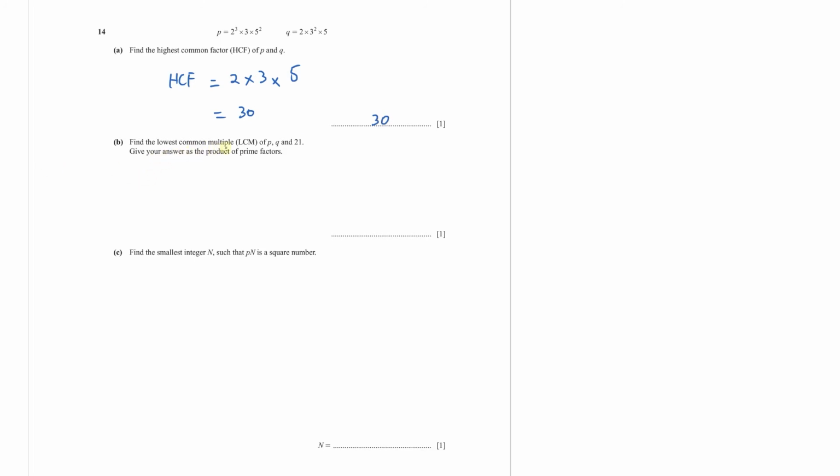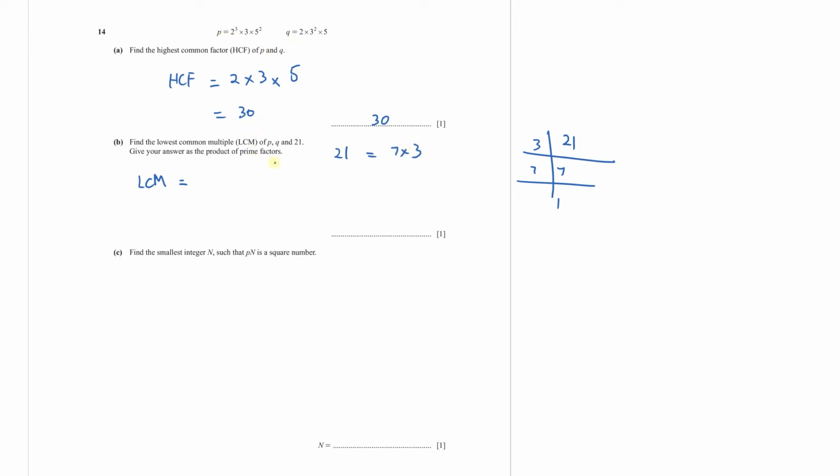And find the lowest common multiple of P, Q, and 21. Give your answer as the product of their prime factors. So for the LCM, let me write 21 as a product of its prime factors. If you factorize 21, you get 3 times 7, and then 7 times 1. So I can write 21 equals 7 times 3, similar to how you are given P and Q.